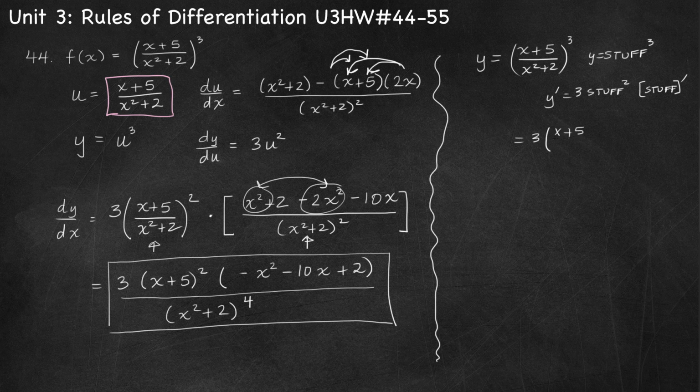So my stuff is x plus 5 over x squared plus 2, so that's squared. Then times, and I'm going to run out of room here, but I'll do my best, the derivative of the stuff. So here we have to go through our quotient rule again. The derivative of the top is 1 times the bottom, so x squared plus 2, minus the top, x plus 5, times the derivative of the bottom, 2x, all over bottom squared, x squared plus 2 squared. Okay, so you can see it's giving us the same result that we got right here. I just did a little more of it in my head and less of it writing out my steps.